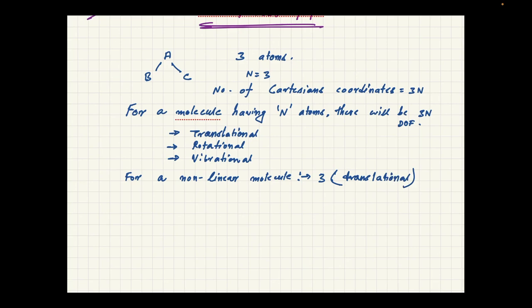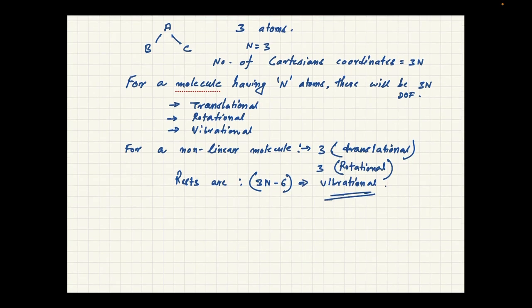And for a nonlinear molecule, there will be 3 rotational degrees of freedom, because there are 3 independent axes around which the molecule can rotate. So for a nonlinear molecule, there will be another 3 rotational degrees of freedom. Now the rest are basically 3n minus 6, right? This 3n minus 6 degrees of freedom will be vibrational. So for a nonlinear molecule, the number of vibrational degrees of freedom will be 3n minus 6.